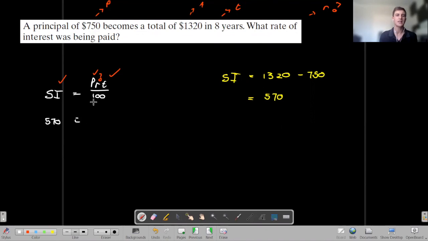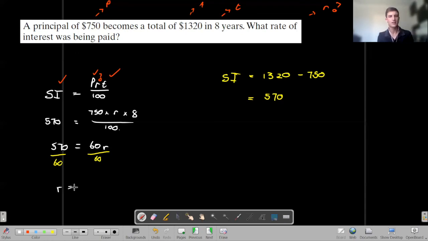So we have 570 is equal to, P was 750, R we don't know, time is 8, and this is divided by 100. Now I can just shuffle around. I'm going to take 750, multiply it by 8 and divide it by 100, and that gives me 60. So we have 60R equal to 570, and now we solve for R. Divide by 60 on both sides. Let me make sure I did that correctly. That looks good. 570 divided by 60, and my rate is 9.5%.